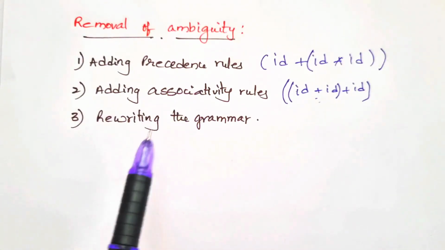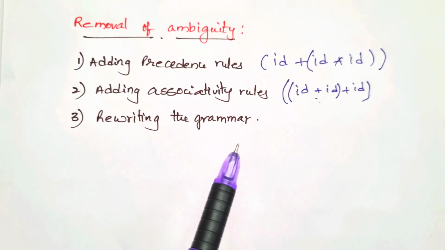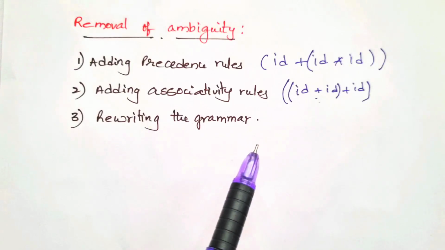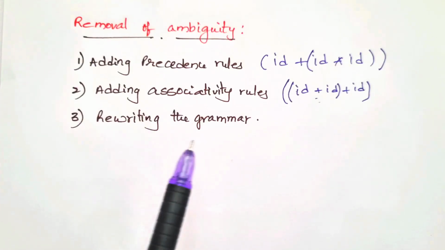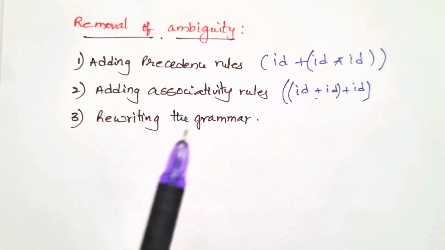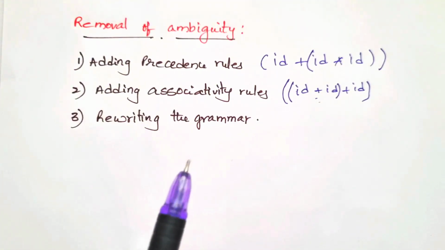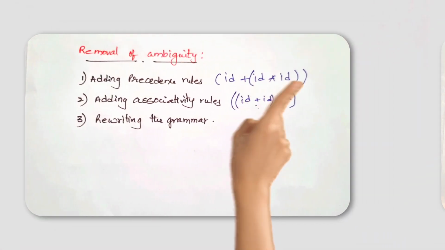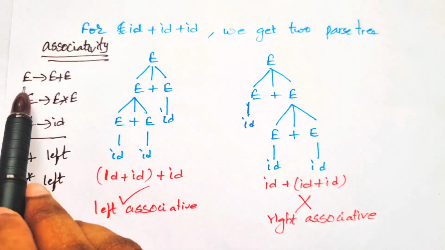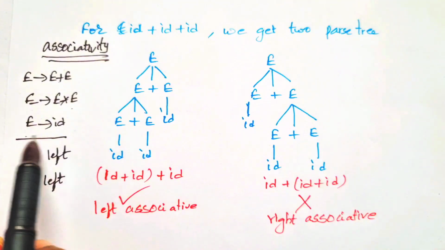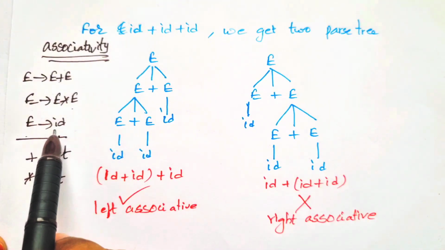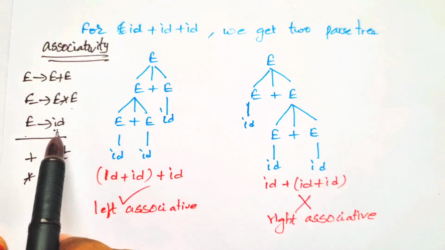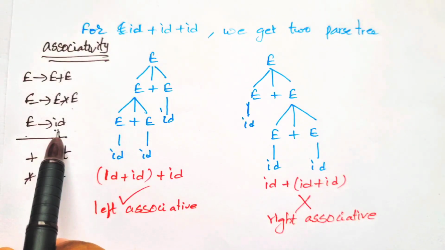Adding these rules, you need to rewrite the grammar so that the production rules are modified to ensure every valid string has only one parse tree. Each and every string in that grammar must have only one parse tree after removing the ambiguity. Let us consider the same example. E goes to E plus E, E goes to E star E, E goes to ID. This grammar, we have already seen, is an ambiguous grammar. Let us try to remove the ambiguity from this grammar.